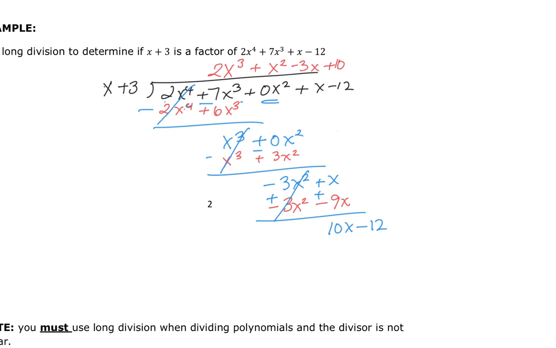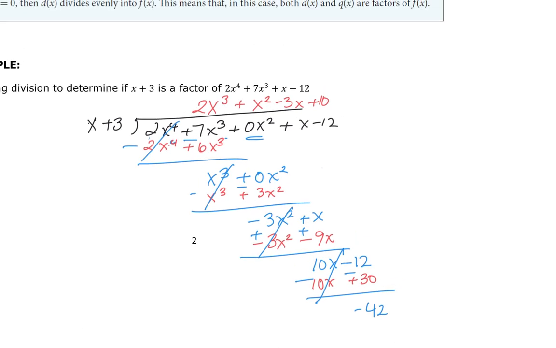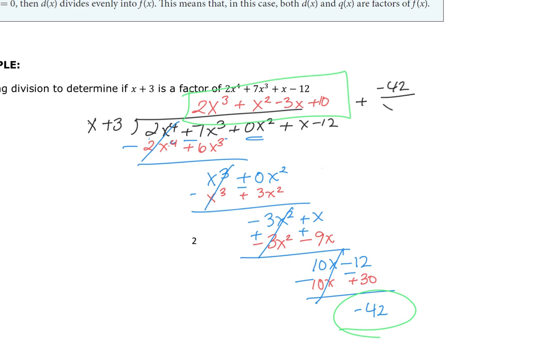Now when I do this multiplication, I'm going to get a positive 10x. I'm going to get a positive 30. I'm going to change my sign. That goes to 0. I have negative 12 minus 30 more is minus 42. So my quotient is this. My remainder is this. So plus negative 42 over my divisor, which is x plus 3. And that is my long division.